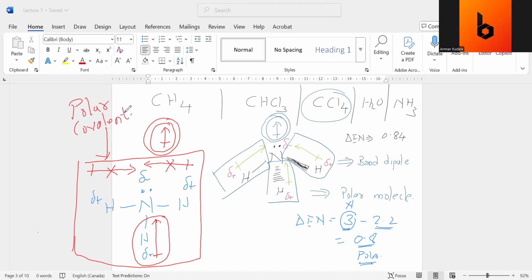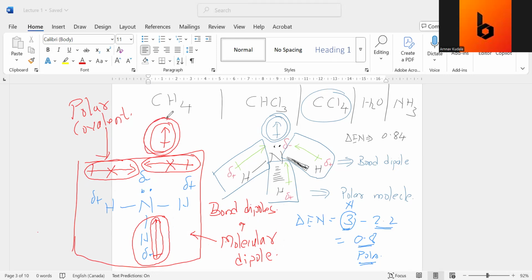Am I clear with that? So this is the concept of molecular dipole. In a molecular dipole, you consider the bond dipoles. What are bond dipoles? This is a bond dipole. This is a bond dipole. And this is a bond dipole. And what is a molecular dipole? The resultant total of all the bond dipoles will give us the molecular dipole.